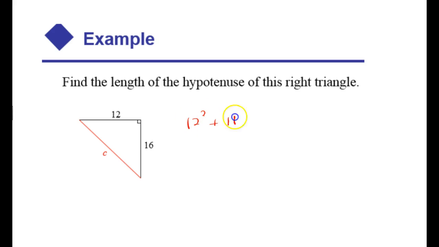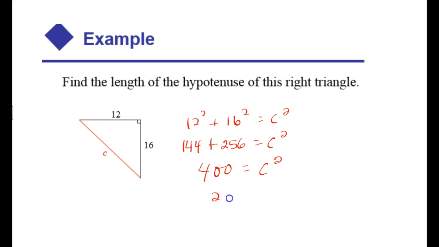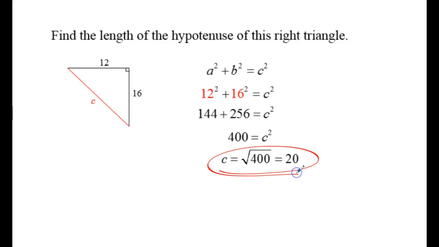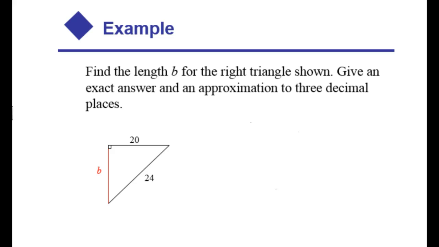Let's try this again. a squared plus b squared equals c squared. So 144 plus 256 is equal to c squared. If I add this up, 400, and I think we know 20 times 20 is 400. So I would say 20 is the hypotenuse length.